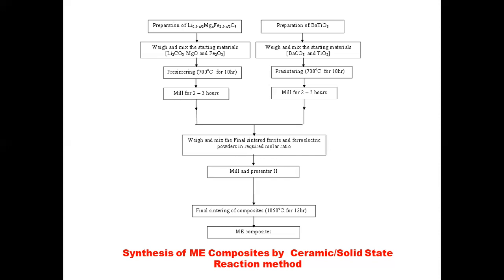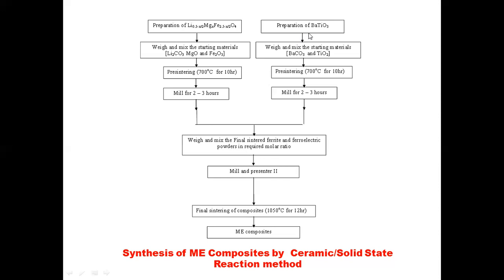Once the pre-sintering is done, you will have to take the compounds out of the muffle furnace after they get cooled naturally, and you have to mill. That means again you have to grind that pre-sintered powder for 2 to 3 hours to get a very fine powder. So in this way, you are getting a pre-sintered ferrite powder.